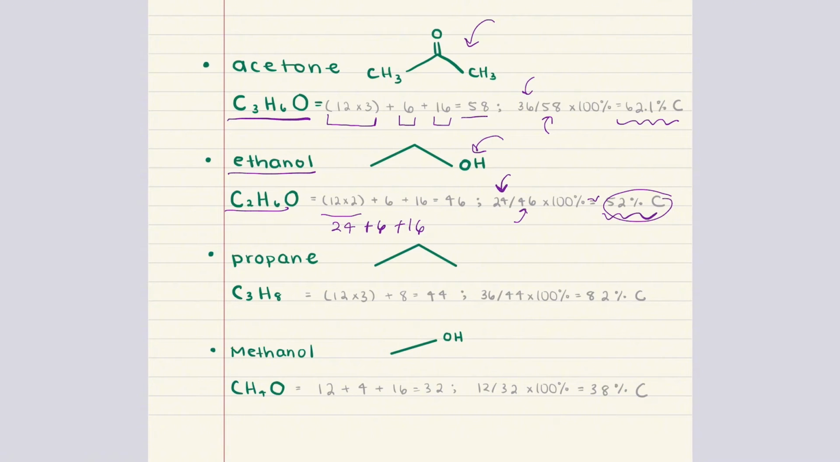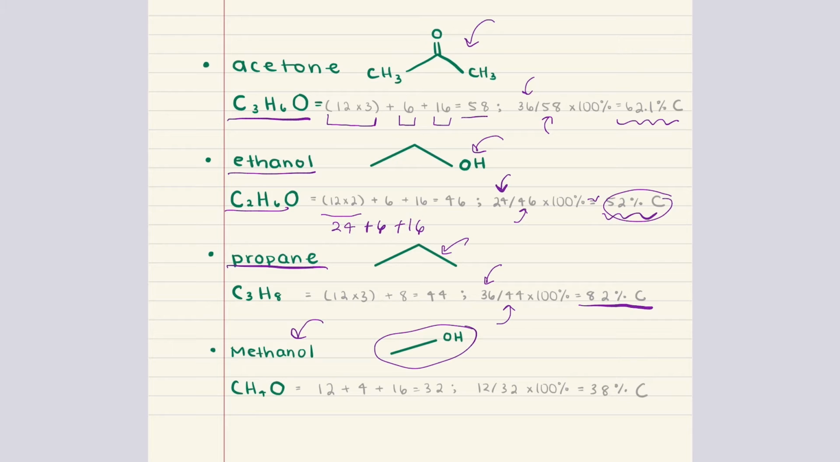All right, what about answer choice C? That's propane. I have that drawn right here. The molecular formula is C3H8. We have 3 carbons at 12 grams per mole each. That's a total of 36 grams per mole. That's our numerator. And then we have 8 hydrogens to add to the 36. That's going to be 44. That's the total molar mass of the compound. That's going to be in our denominator. 36 divided by 44 multiplied by 100%. That's about 82% carbon.